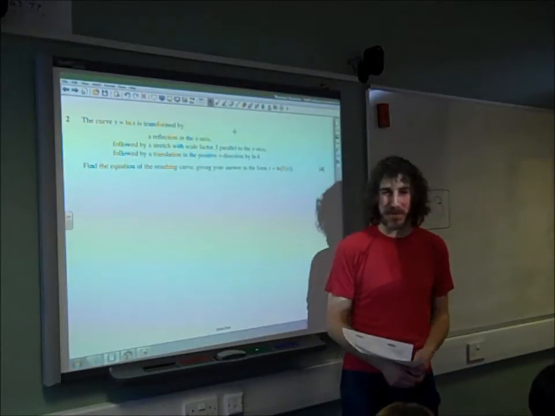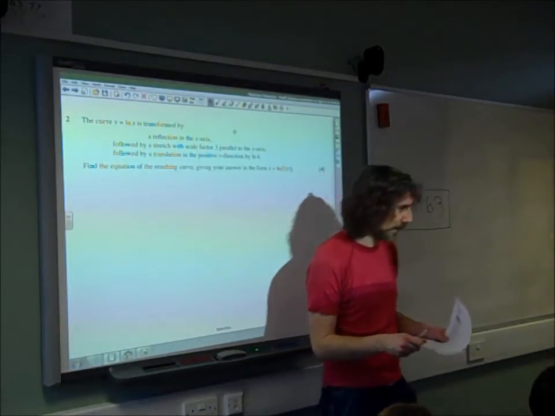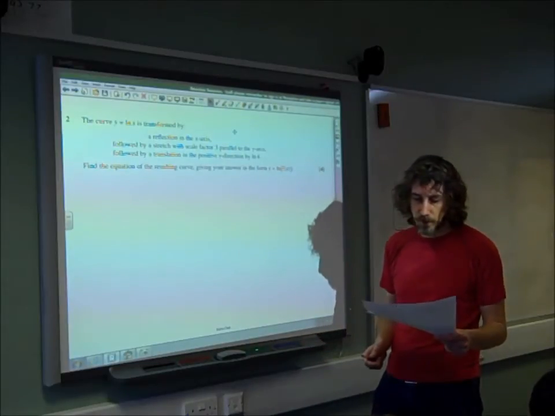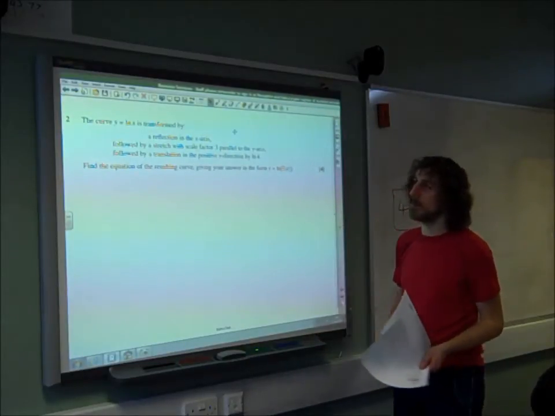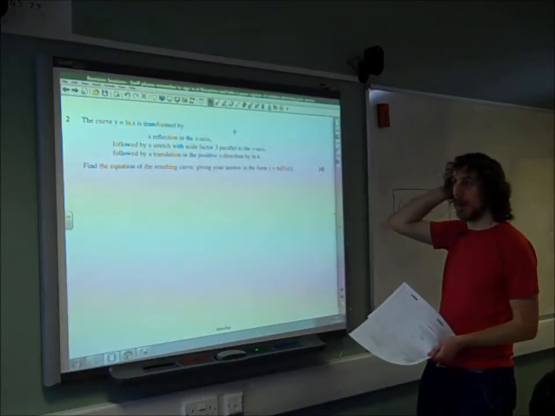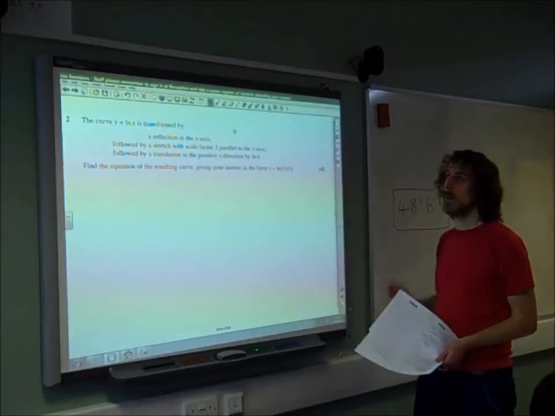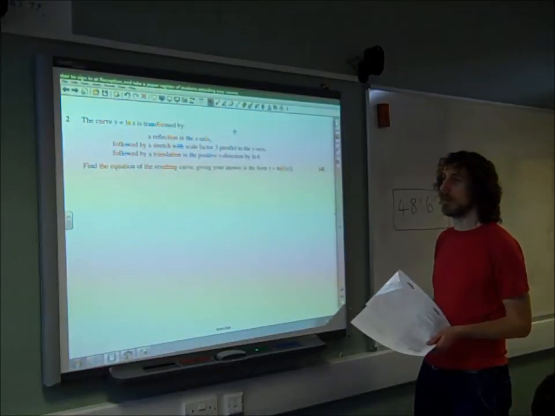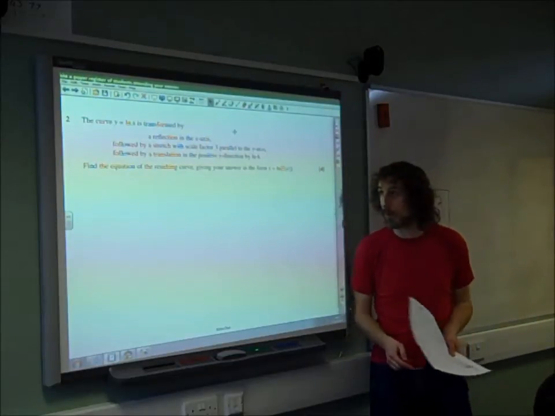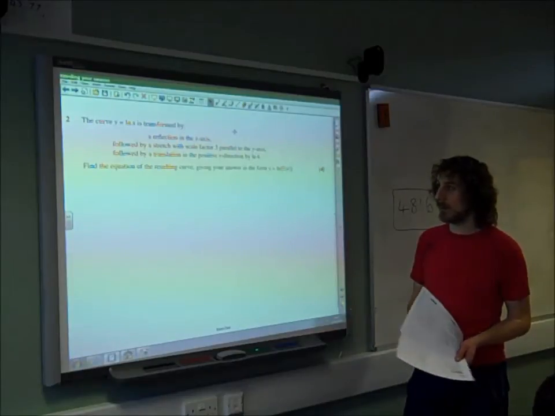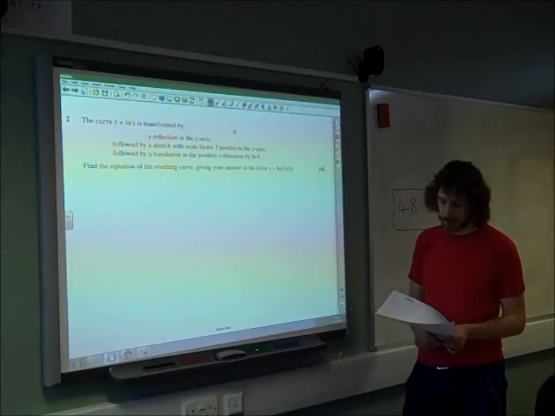Great. So now on question 2 from the summer 2011 paper. The curve y equals ln x is transformed by a reflection in the x-axis, followed by a stretch with scale factor 3 parallel to the y-axis, followed by a translation in the positive y direction by natural log of 4. Find the equation of the resulting curve, giving your answer in the form y equals ln of x.